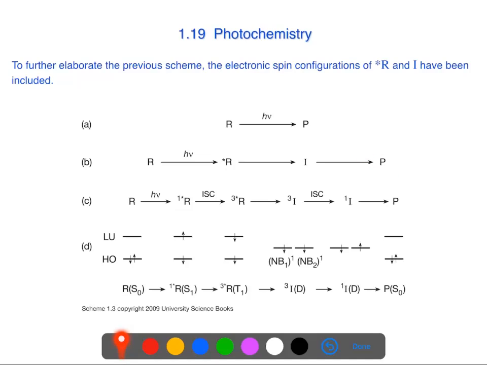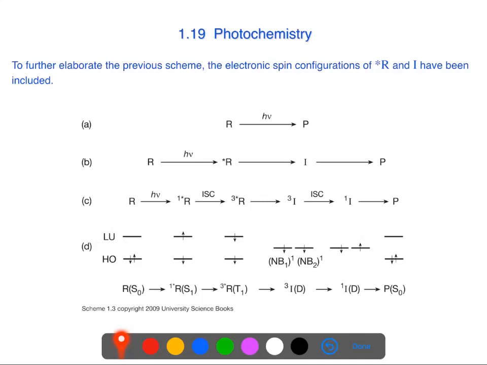Now, if we include the electron spin configurations of the electrons in R star and I, we get the following. As shown, the highest occupied molecular orbital contains two single electrons which have opposite spins, meaning they are spin paired. One electron has a spin quantum number of -1/2, and the other a spin quantum number of +1/2.